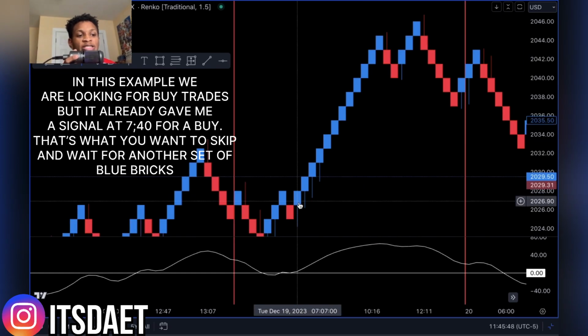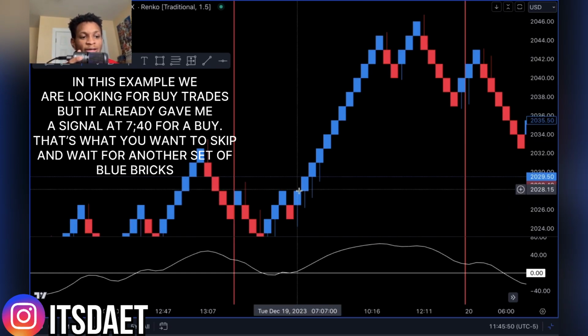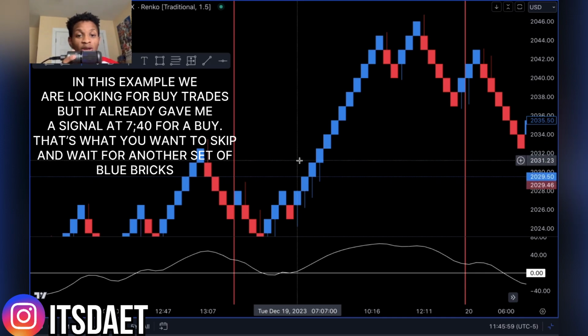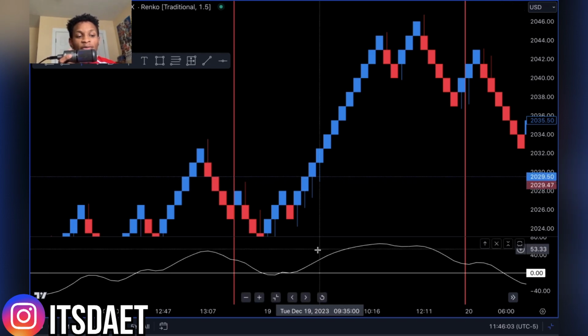This candle printed at 707, right? So 730 came when this was like trying to form the next brick. So you will be looking at the charts. You see that it's above the zero line and it has a blue brick, right? Do not enter the trade. Do not enter it just because it formed a blue brick and it's above the zero line.